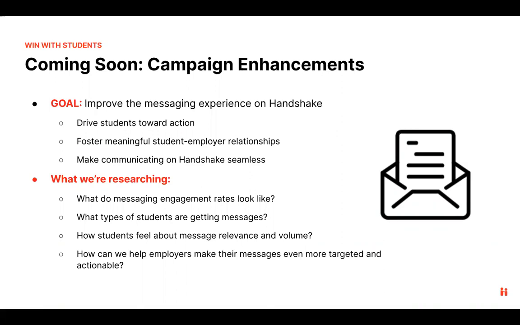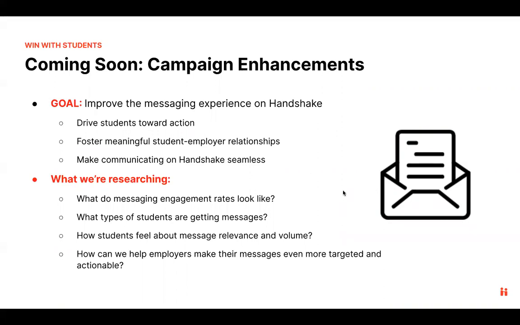Note that some of them are qualitative, and we're answering them by doing direct research with students, and some of them are a little bit more quantitative. So they involve looking at trends overall in the product and larger scale types of analysis like that. So things we're looking at include, what do messaging engagement rates look like? What types of students are getting messages? How do students feel about message relevance and volume? And how can employers make their messages even more targeted and actionable? And as I noted before, we'll share more about our findings as our approach solidifies later this spring.